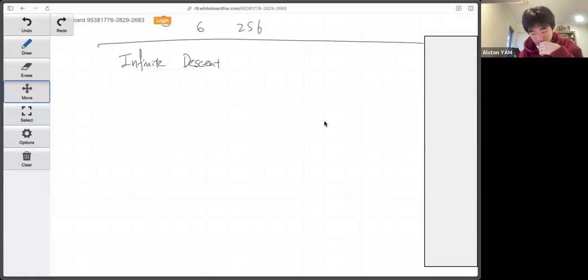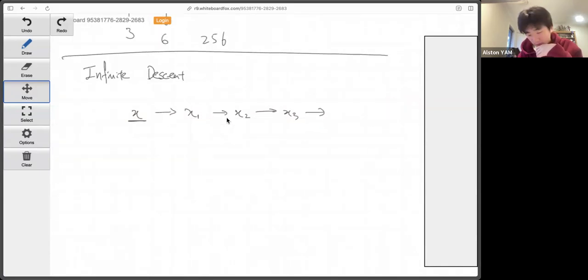So what infinite descent is: if we can find a solution, I'll call it x, and then we can use that x to get the next solution, x1, and then we can keep doing this, right? So x goes to x1, and x1 might generate another solution, going to x2, that goes to x3. And then the argument is that we can do this forever. We can generate infinitely many solutions. But then that becomes a problem, right?